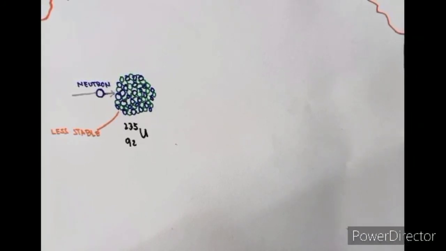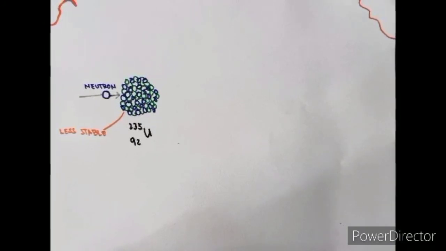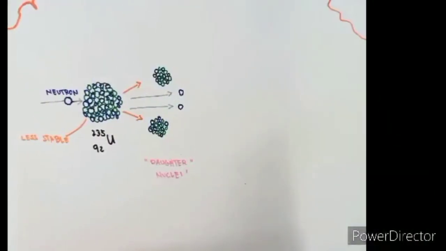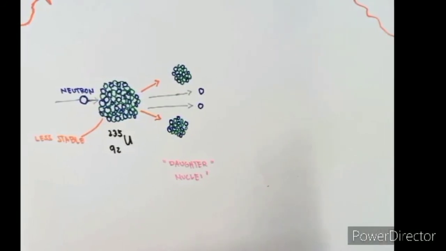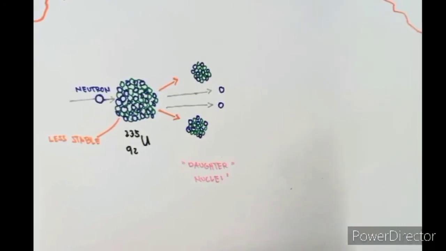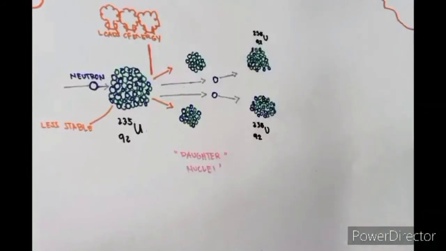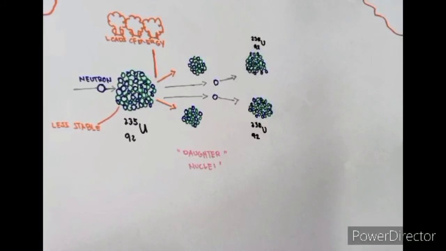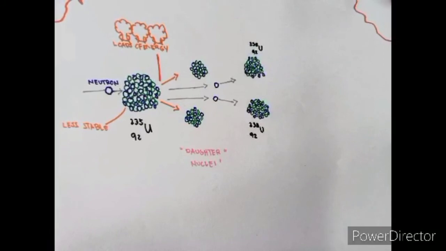As we said, we start off with a large unstable nucleus like uranium-235 and fire relatively slow-moving neutrons at it. The addition of a neutron to the nucleus makes it even less stable and causes it to split apart into two smaller nuclei that we call daughter nuclei. It also releases 2 or 3 more neutrons and, importantly, loads of energy in the form of gamma radiation. Each of the neutrons can then go on to repeat the process all over again.